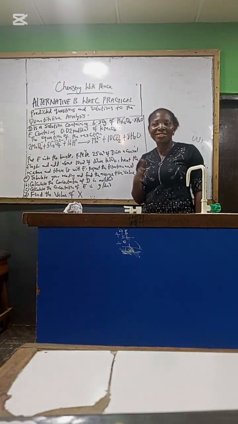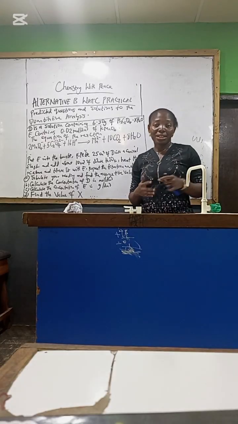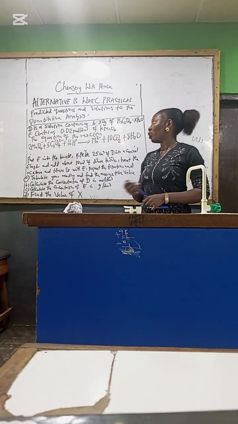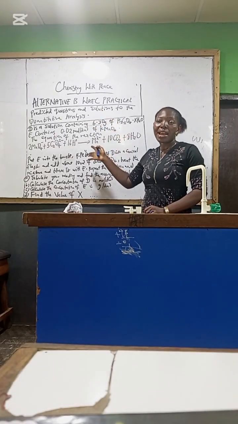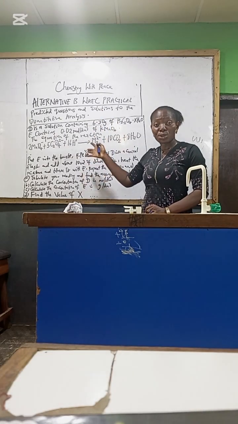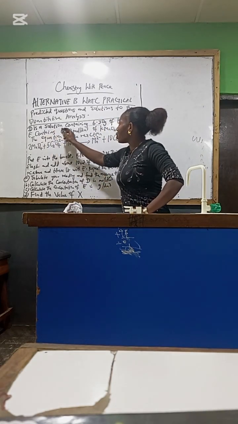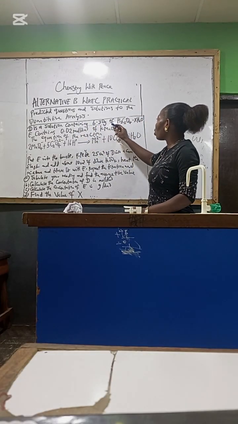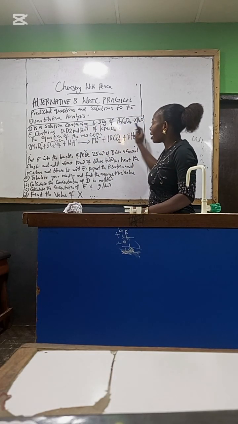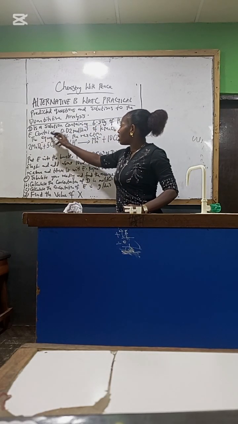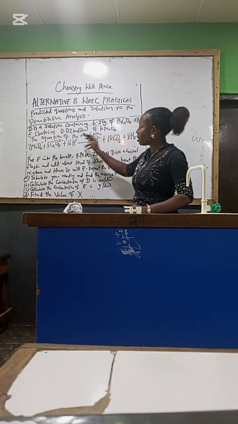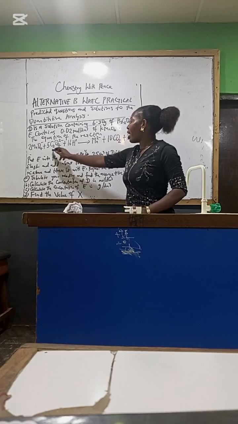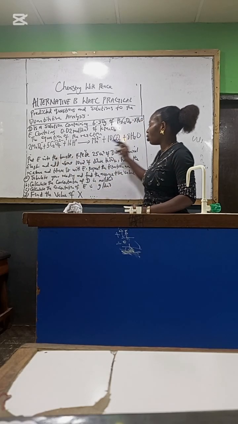Still on alternative B, practical examination. So here is my predicted question to the exam, and then we are going to solve the question. D is a solution containing 6.30 grams of oxalic acid. E contains 0.02 mole per dm cube of potassium permanganate. Here is the equation of the reaction.